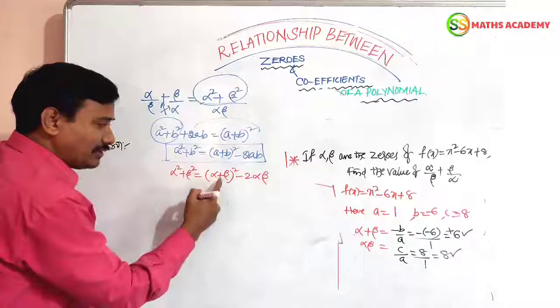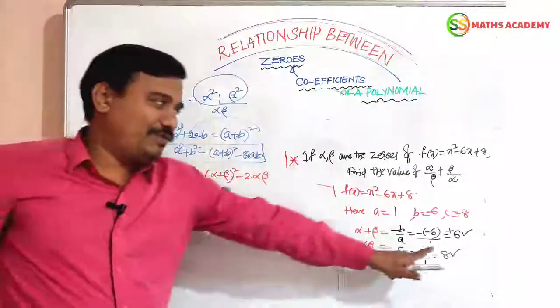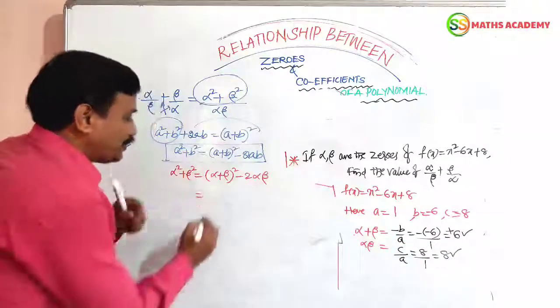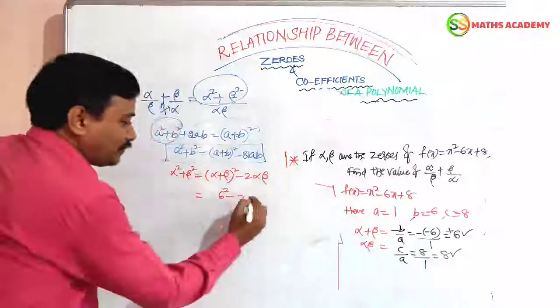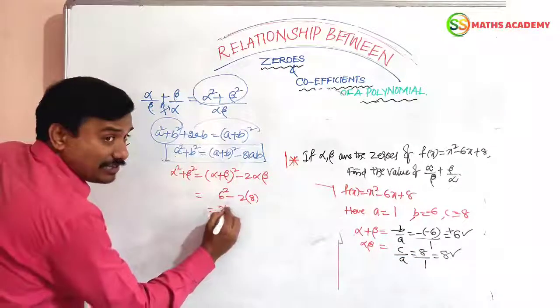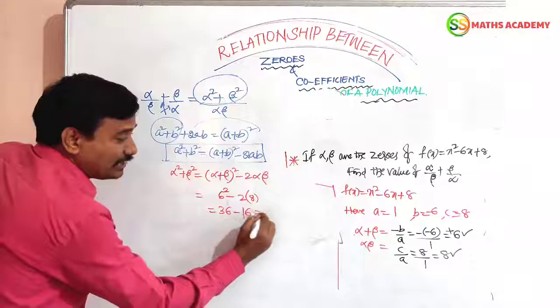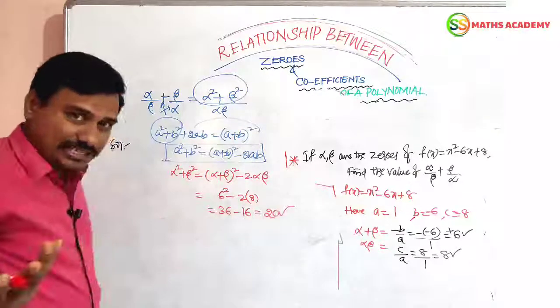Yes, you know very well, sir. Very good. Alpha plus beta is 6. Substitute. Alpha into beta is 8. Substitute: 6 square is 36, minus 2 eights is 16, nothing but 20.